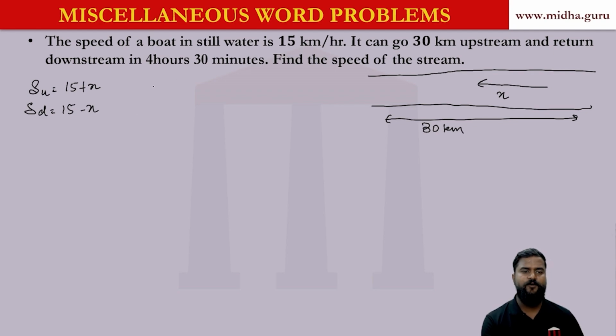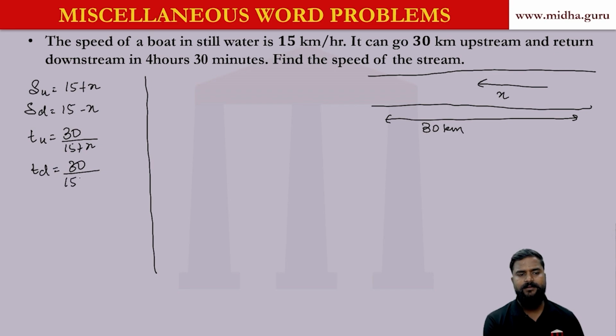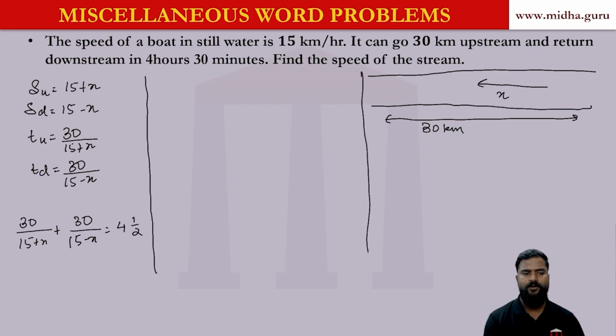Let us try and form an equation first based off of the information. It says it can go upstream and return downstream. It means you have to calculate the time of both. So the time for one direction is the total distance, that is 30, divided by the speed. Similarly, the time for the other direction is 30 divided by the speed. Now it says that these two times added is equal to 4 hours 30 minutes, which is nothing but 4.5 hours. So we can say that 30 by 15 plus x plus 30 by 15 minus x is equal to 9 by 2. Now we'll take the LCM here as 15 plus x into 15 minus x, which will become a plus b into a minus b is a square minus b square.